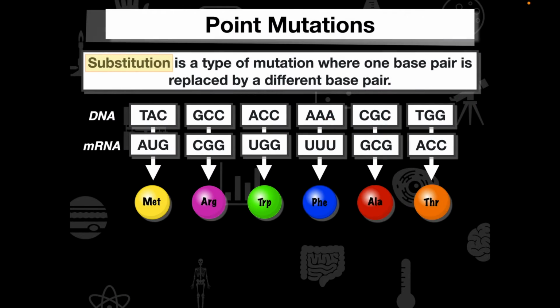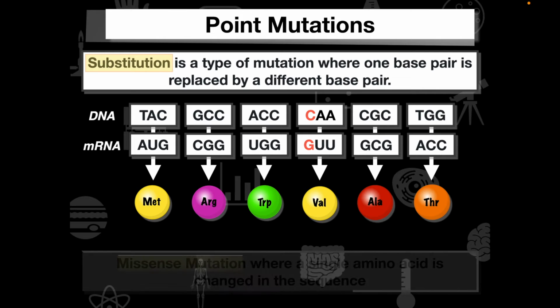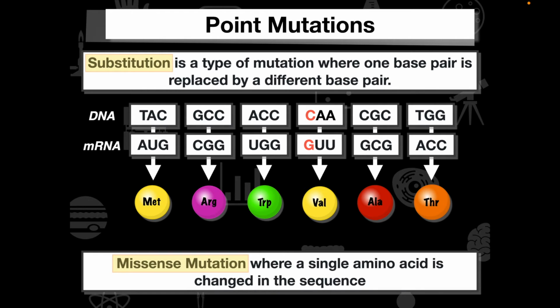Now, if we look at a different substitution mutation, let's go back to our original DNA and mRNA sequence here. And let's change out from AAA to CAA. This is going to change us to GUU, and GUU is going to cause the amino acid to change. So we went from a phenylalanine to a valine. When we have a substitution where one single amino acid is changed, we have a missense mutation. This is where the single amino acid is changed, and this is going to have a small effect on that protein or polypeptide sequence there.